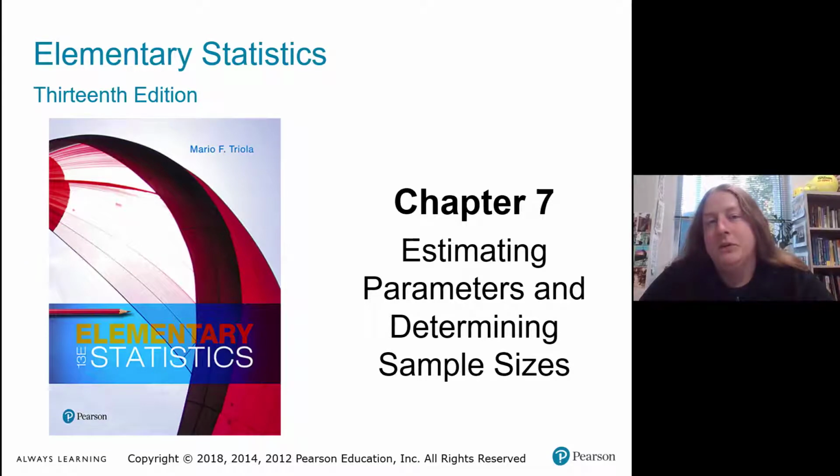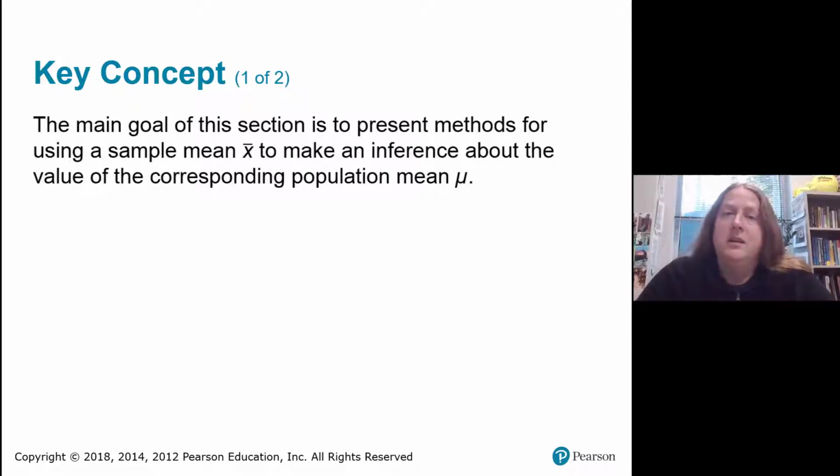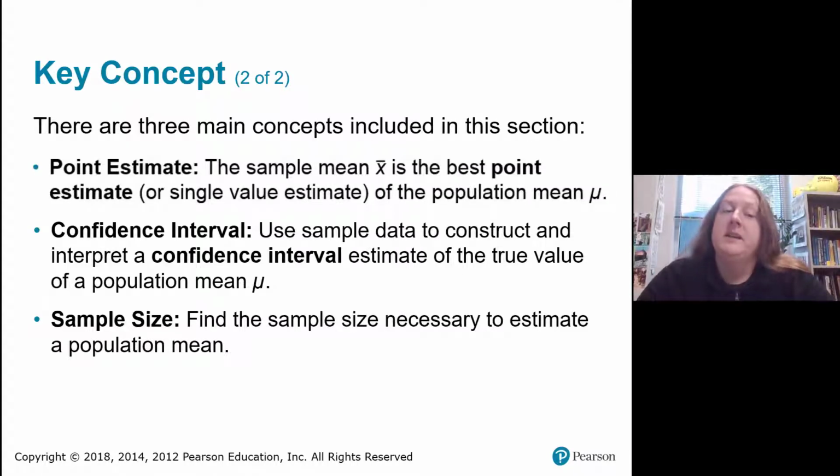Today we're going to continue our conversation about estimating parameters and determining sample sizes. So we'll be focusing on the population mean today. The main key concept that we're going to have today is using the sample mean to make an inference about the value of the corresponding population mean. And again, there will be three main concepts that we have.